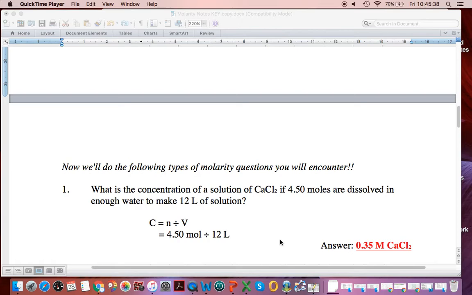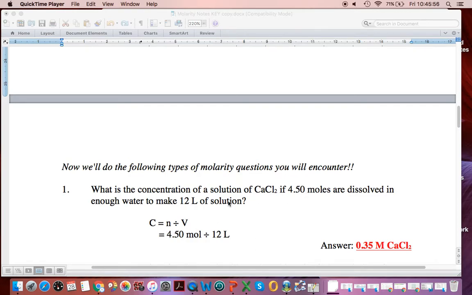So these are typically 2 or 3 mark questions. You're expected to show a formula, numbers with units, and a final answer. I know in physics, often you don't have to put units. But I find in chemistry, if you put in units, you really can confirm in your own mind if you've done it right. So C equals n divided by V.